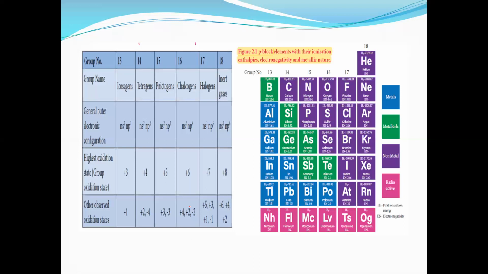Next is the inert gases. For example, take neon. Its electronic configuration is 1s2, 2s2, 2p6. Here all the orbitals are completely filled, so it is not involved in chemical reactions. We call it chemically inert, and so these are called the inert gases.